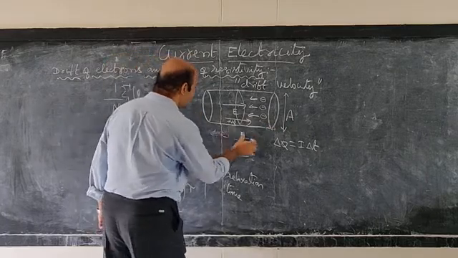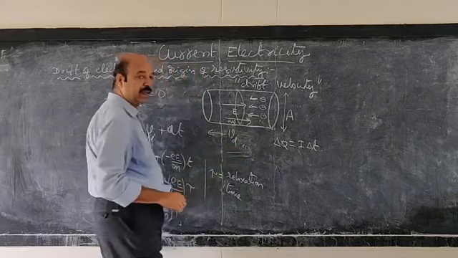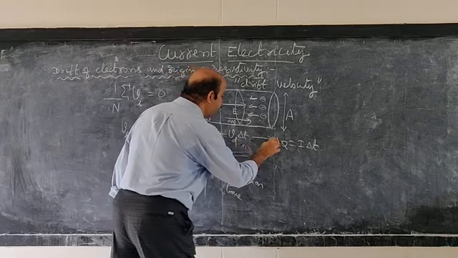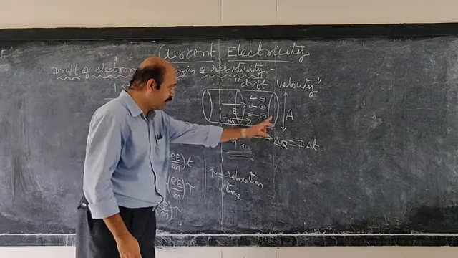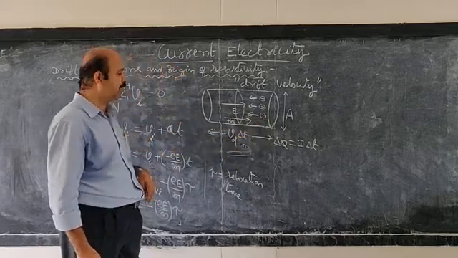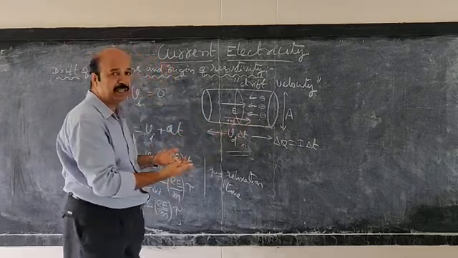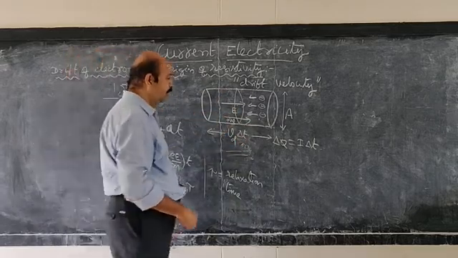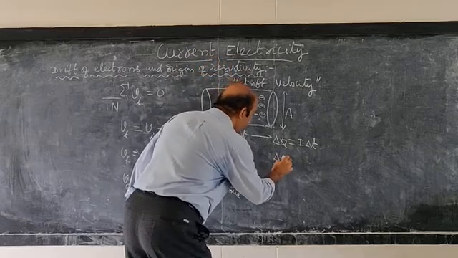So let us suppose the charge carriers move from one end of the conductor to the other end. In such a case, the distance will be the average drift velocity, the drift speed, into the time interval. Let us assume the charge carriers take this much time to move from one end to the other end of the conductor. Hence, velocity into time gives the distance, and this distance is the length of the conductor.